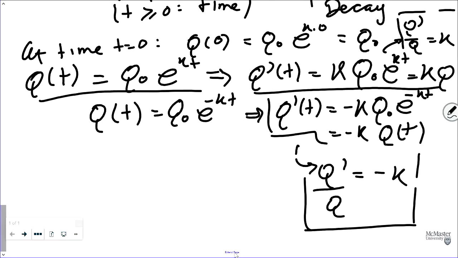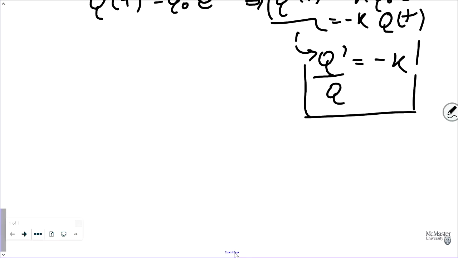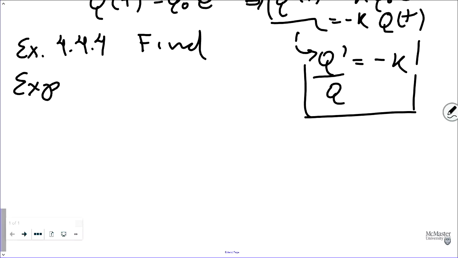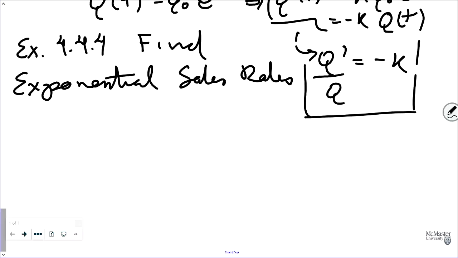Now what we will do is a practical example with this piece of information, considering example 4.4.4, where we will find some exponential sales rate. In this example, we will have some piece of information and we will try to fit an exponential. Loosely speaking, that is the idea. So the statement of the problem goes like this.